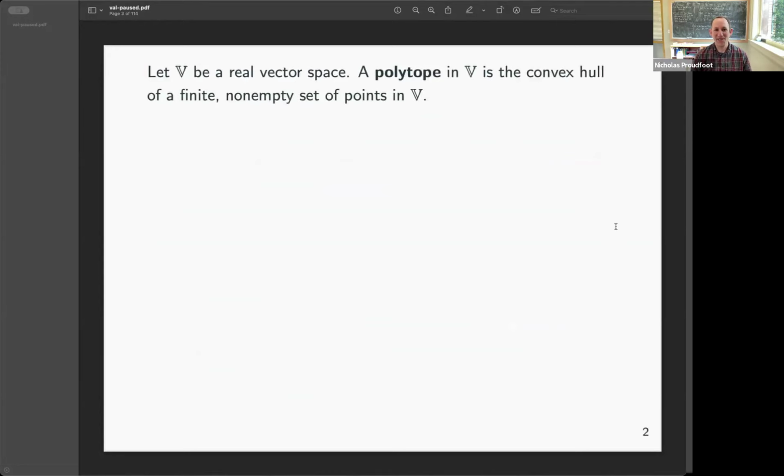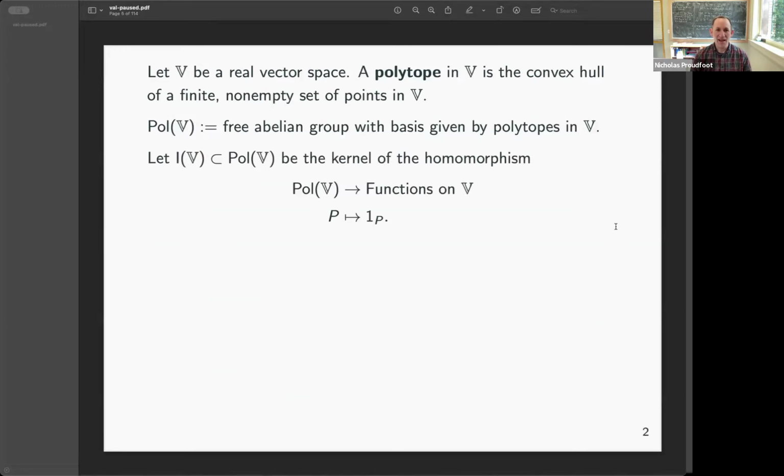So let's get started. Suppose I have a real vector space V, and I have a polytope in V, so just a convex hull of a finite set of points. And I want to consider this enormous abelian group with basis given by all polytopes. So it's a very, very infinite rank. And I want to consider the homomorphism from polytopes in V, from this abelian group, to functions on V that takes a polytope to its indicator function, 1 on the polytope and 0 outside. And I(V) is going to be, by definition, the kernel of that homomorphism.